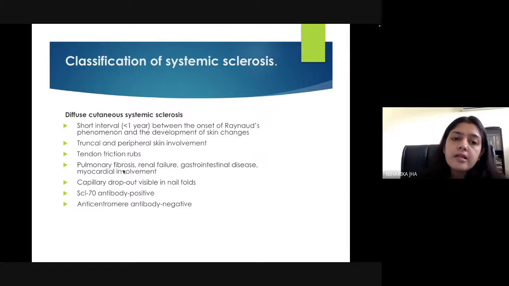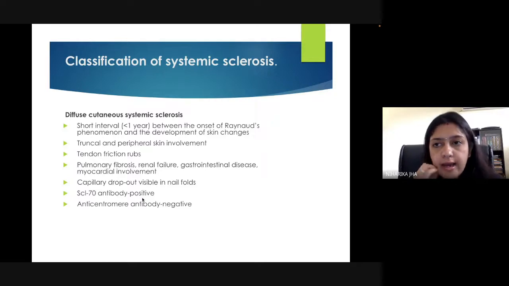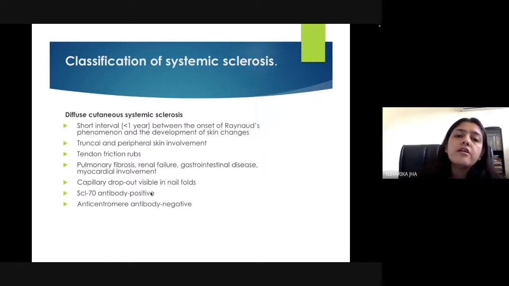Systemic involvement is seen, and it can be seen in the form of the pulmonary fibrosis, renal failure, GIT problems, myocardial involvement. If we talk about the autoantibodies, anti-topoisomerase antibody or SCL70 antibodies are positive in the diffuse type of systemic sclerosis, while the anti-centromere antibodies are negative in patients of diffuse type of systemic sclerosis.